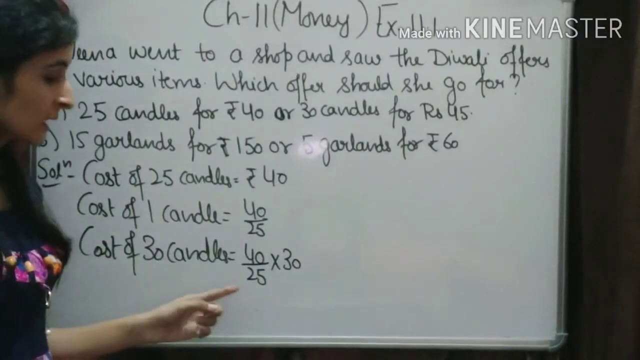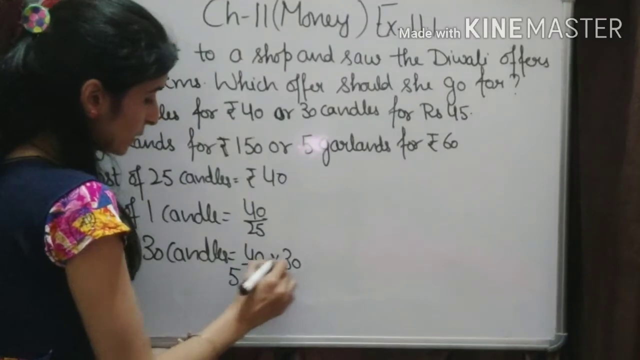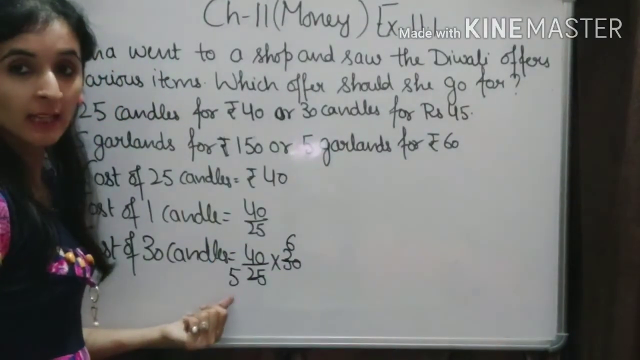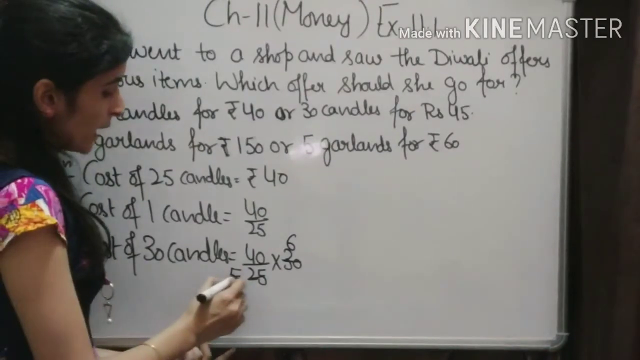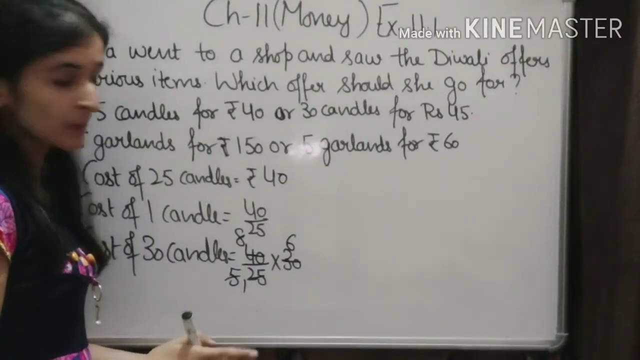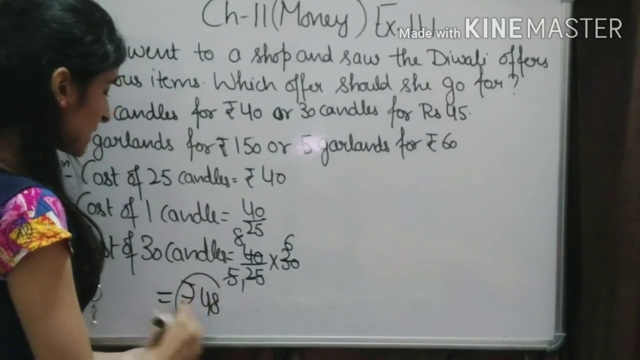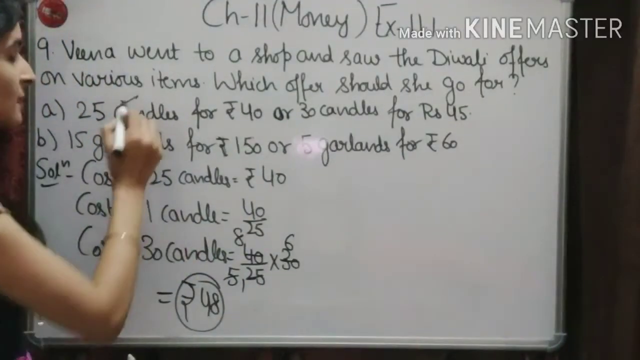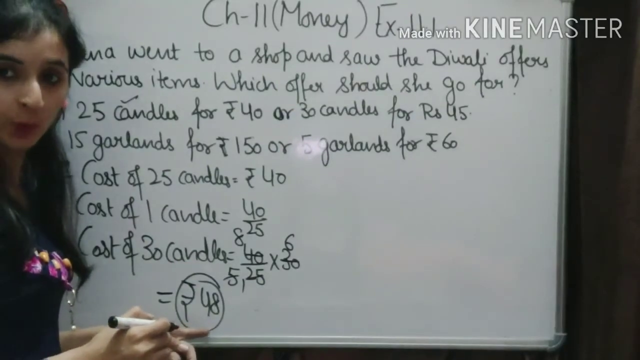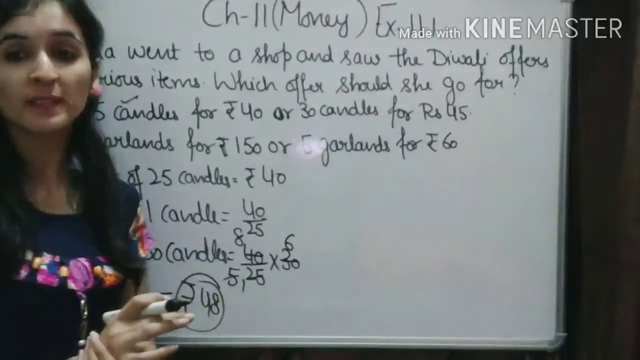Now as we all know, this 25 and 30 both are divisible by 5. So 5 5s are 25 and 5 6s are 30. Now this 40 and 5 are again divisible by 5. So 5 1s are 5 and 5 8s are 40. Now if we multiply the remaining part, 8 6s are 48. So it means if she goes for this offer, then the cost of 30 candles will be equal to rupees 48. But she is getting here 30 candles for rupees 45.